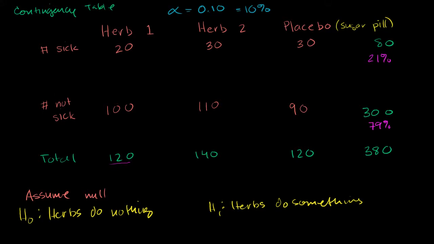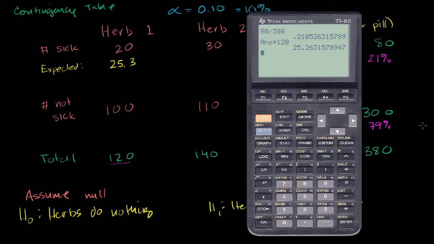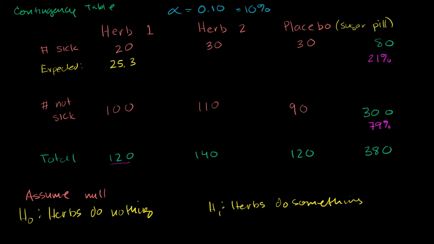So let me write it over here. I'll do expected in yellow. So the expected, right over here, if you assume that 21% of each group should have gotten sick, is that you would have expected 25.3 people to get sick in group 1, in the herb 1 group. And then the remainder will not get sick. So I could actually multiply 79% times 120. Either one of those will be good. But let me just take 120 minus 25.3, and then I get 94.7. So you would have expected 94.7 to not get sick.